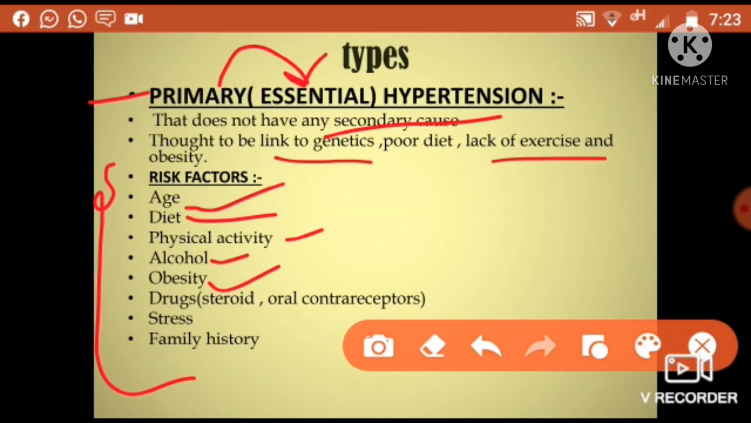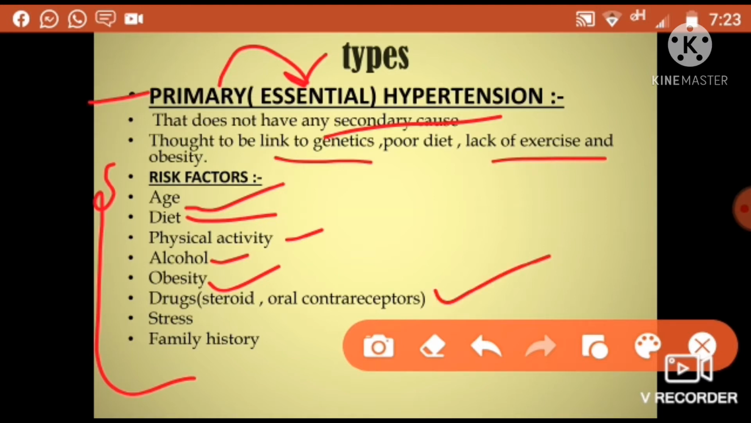Obesity. Obesity is basically the accumulation of excess fat inside the body, which increases your mass and looks not too pretty. But that doesn't mean that you are not pretty. Obesity is a disease you must treat. As you decrease your obesity, your fat level, your hypertension automatically decreases.